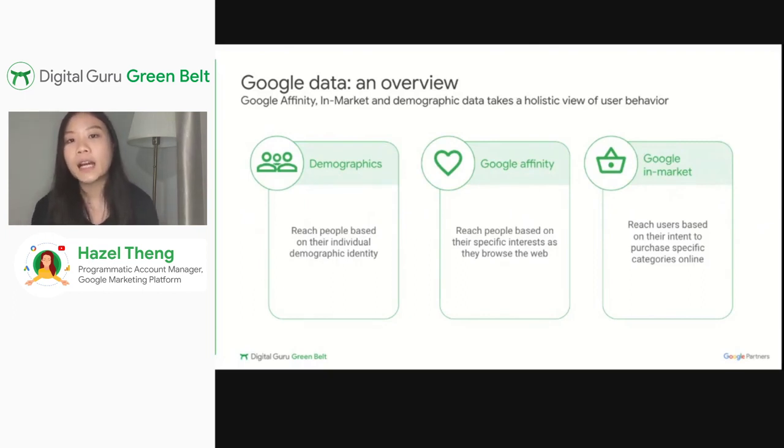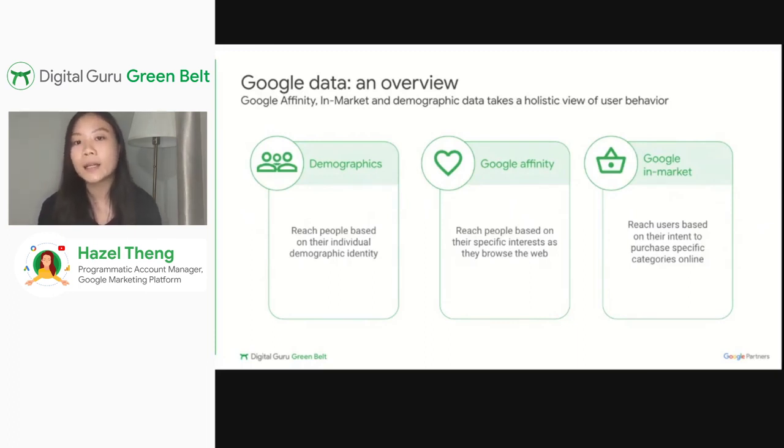So here's a deeper dive into some of the Google audience data types available on DV360, which some of you might already be familiar with on Google Ads. So there is no difference in that. There are the Google demographic segments. These are your Google demo data that allows you to reach your target age groups as well as your gender groups. And secondly, you have your Google affinity data.